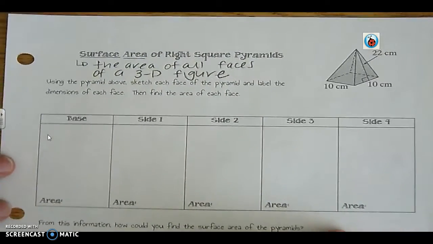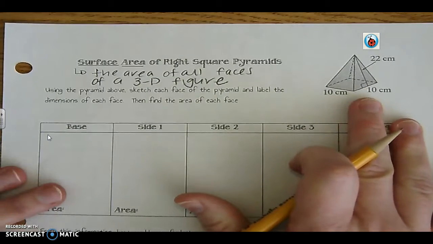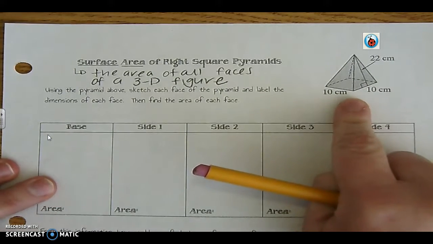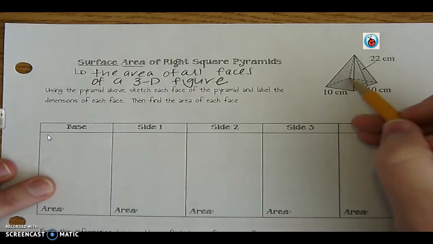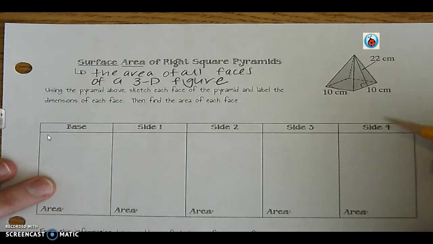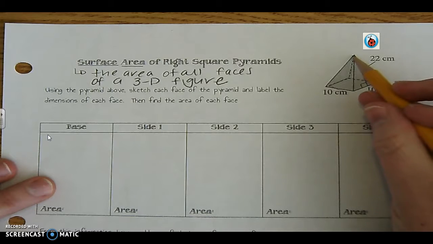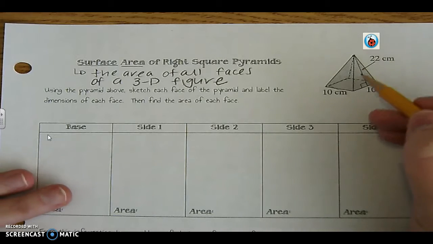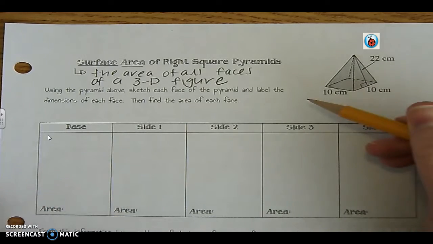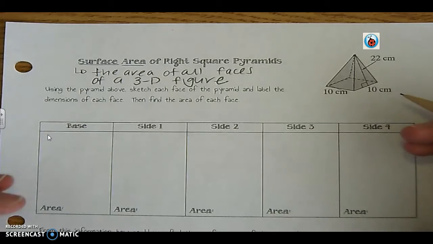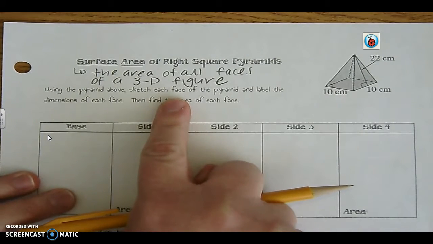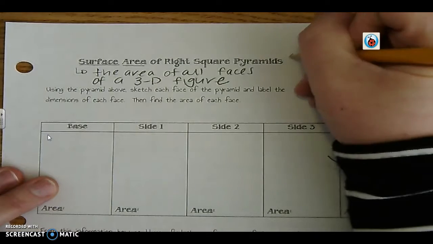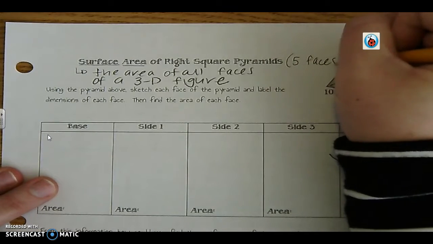For today's notes, we're going to focus just on square pyramids. So here's an example. It's called a square pyramid because it has one square base and all other faces are triangles. And they meet at one point at the top, which makes it a pyramid and not a prism. So we are going to find the surface area of this pyramid. In order to do that, we need to know how many total faces we have, because that's what the definition of surface area is. In a right square pyramid, we have a total of 5 faces.